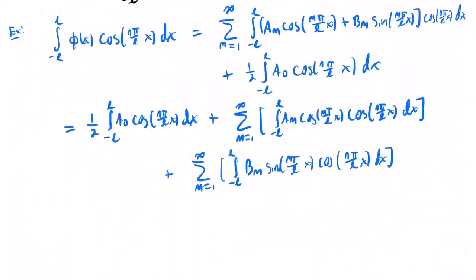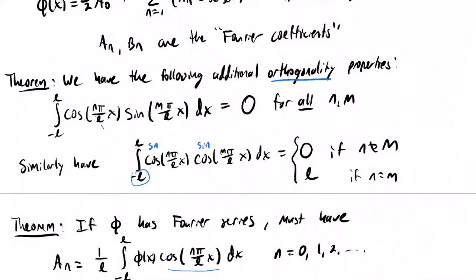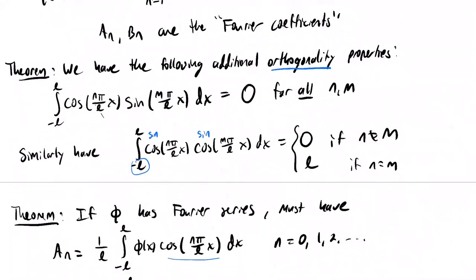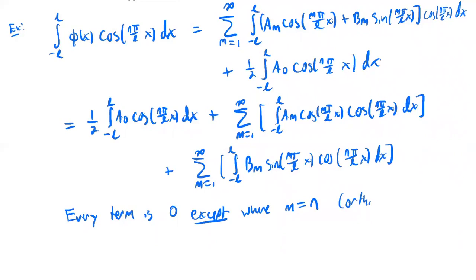Okay, well, we have these orthogonality properties. And so what these orthogonality properties will imply is that every single term in the expression I just wrote out is going to be zero except for one term. Every term is zero except where m is equal to n. And so this is the orthogonality.